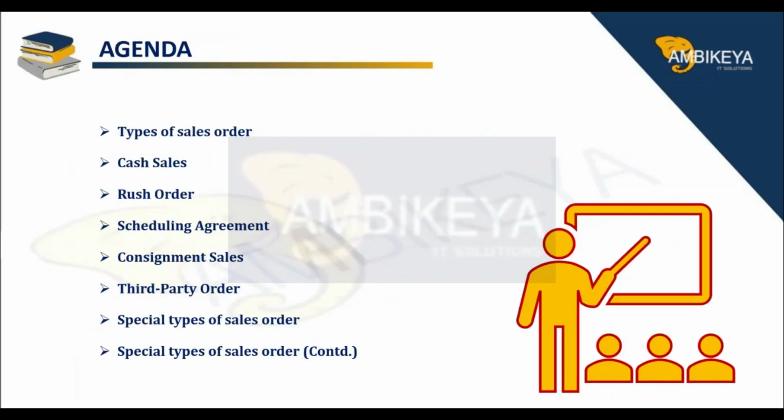So as told earlier, we'll be covering what types of sales order are there, then the different types of sales order like cash sales, rush order, scheduling agreement, consignment sales, third party order, and some special types of sales order which are there in the system.